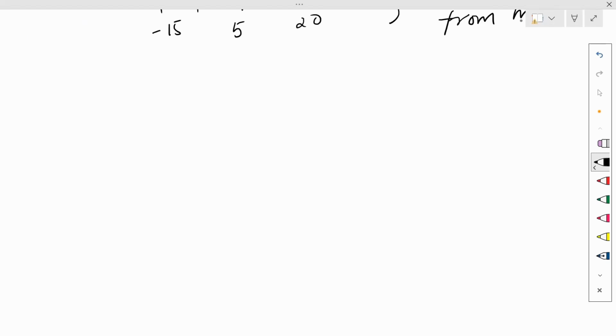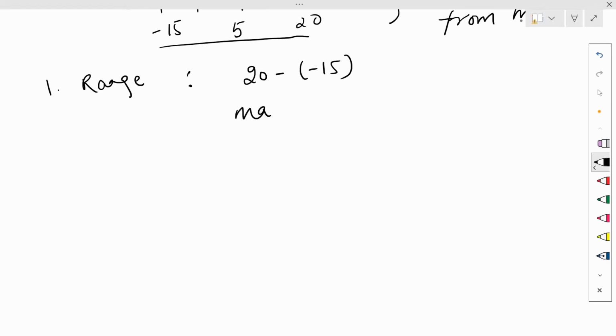There are different measures of dispersion. One of them is range. If we talk about this example itself, then the range will be 20 minus 15, that is maximum value minus minimum value. So here the range will be 45.